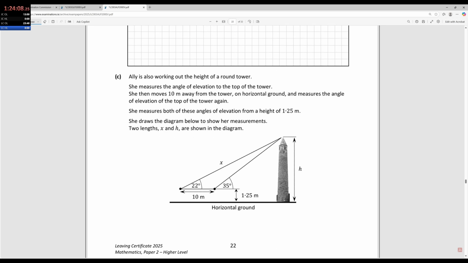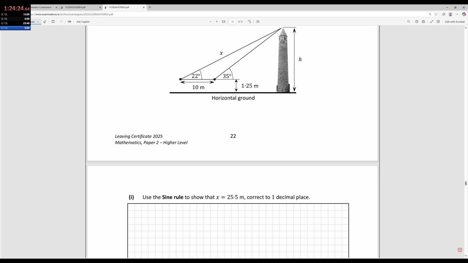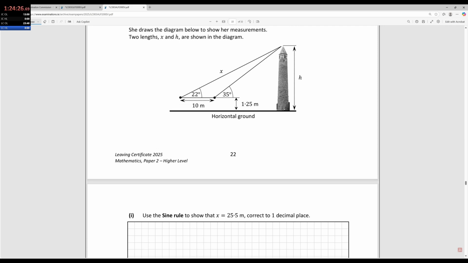Ali's working out the height of a round tower. Of course, she measures the angle of elevation to the top of the tower. She then moves 10 meters away on horizontal ground, and measures the angle of elevation. She measures both of these angles from a height of 1.25 meters. She draws the diagram below to show her measurements. Two lengths, X and H, are shown in the diagram. Use the sine rule. They keep telling you what to use, which is very strange. Okay, use the sine rule to show that X is 25.5.